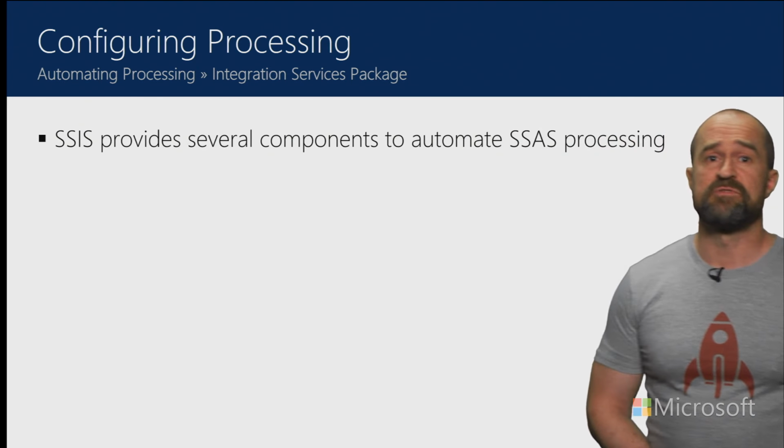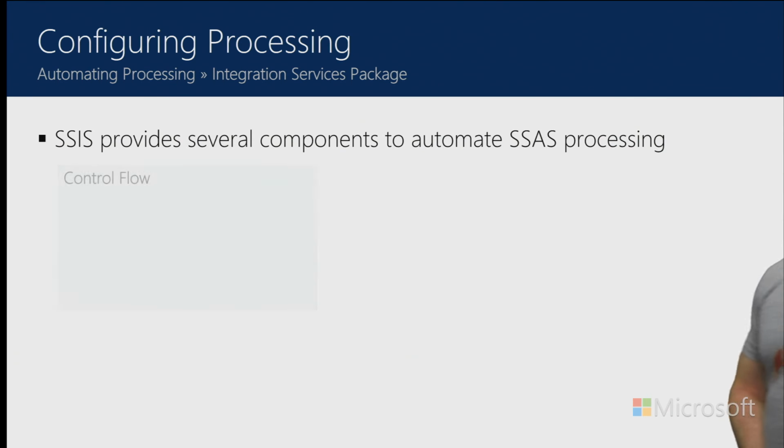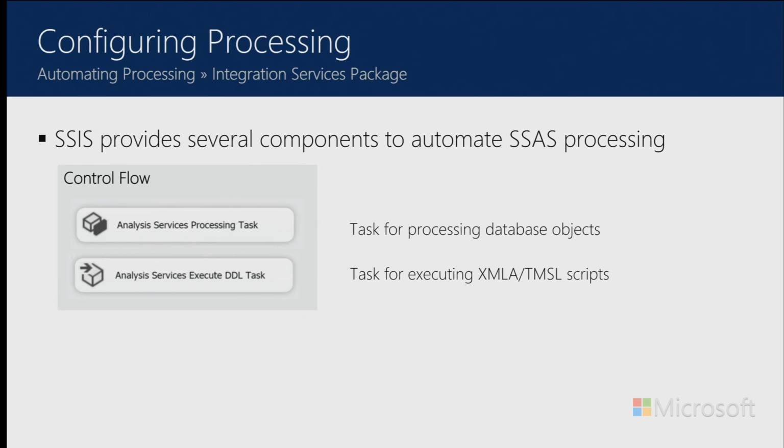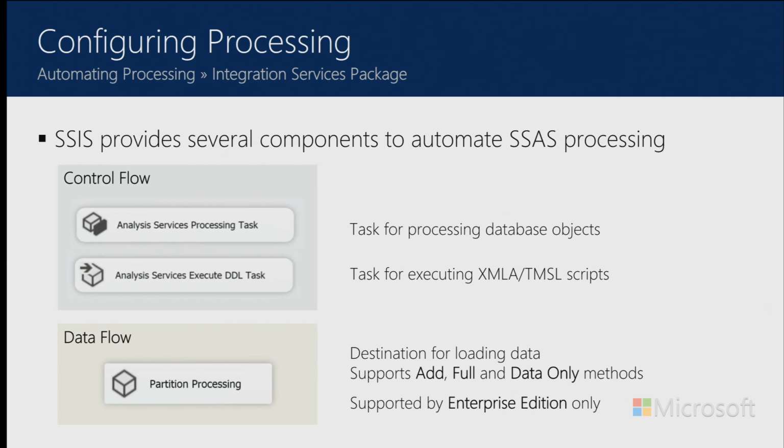Integration services provide several components to automate processing. These include control flow. The analysis services processing task is there to process database objects, or you could use the DDL task that executes scripts, including TMSL scripts, so you could have your custom process commands here. It's also possible in the Enterprise Edition to use data flow, and the partition processing destination supports add, full, and data-only methods to add data into a partition.